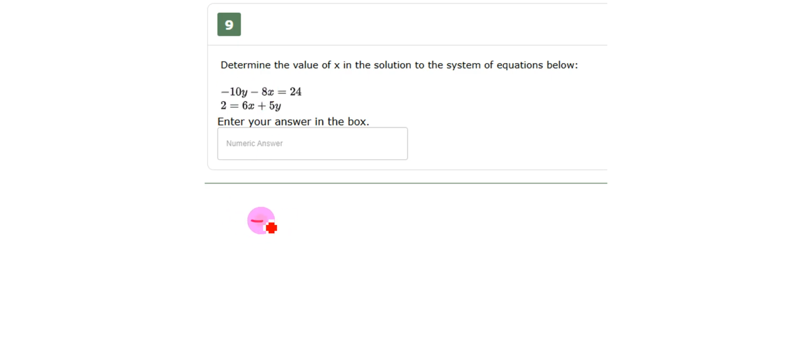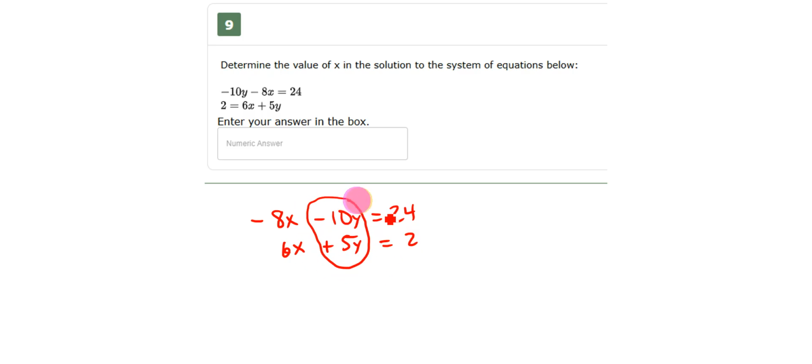Okay, so we just set these both up in order. I'm going to rearrange negative 8x minus 10y equals 24. And this one I'm going to put 6x plus 5y equals 2. You could try substitution. I don't see a lot of division here, but I see I could probably do elimination. So I'm going to multiply everything down here by 2 so I can get a negative 10 and a positive 10. And we're looking for x, so that's nice. I only have to do it once, and that would leave me with only x. I'll get rid of the y's.